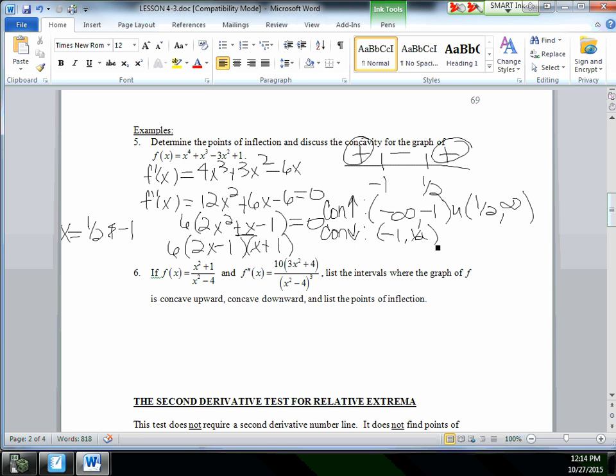So do we have any points of inflection? Well, that's where it changes concavity. So negative 1 is one because I changed from positive to negative, and 1/2 is one. So negative 1 and 1/2. Well, how do we get the y values that correspond with them? That would mean you go ahead and plug it into the original problem. And because of time, I'm just going to look that up real fast. Negative 1, negative 2, and 7/16 were the y values.